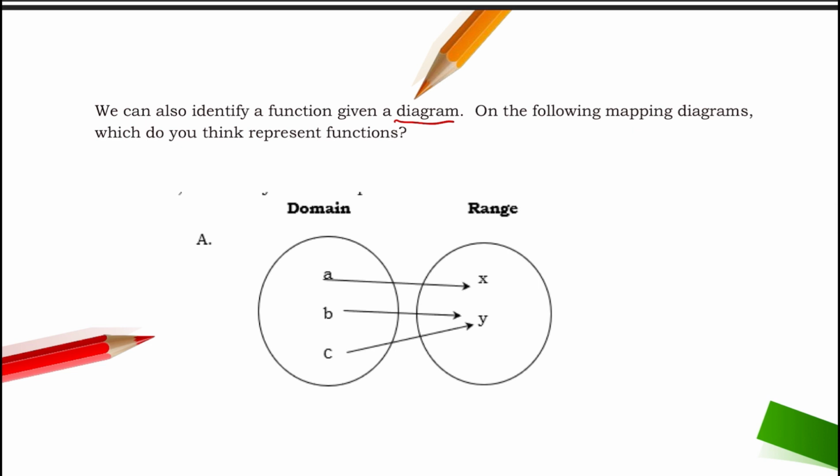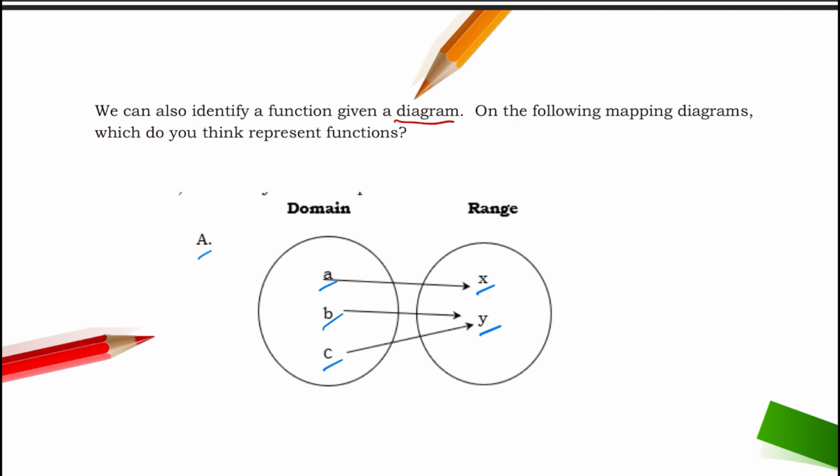Next, we can also identify a function given a diagram. On the following mapping diagrams, which do you think represent functions? Okay, let's consider diagram A, whose domain are A, B, and C, and range are x and y. Now, observe the pairings to see if there is a unique first element. Domain A is paired to x. Domain B is paired to y. And domain C is paired to y also.